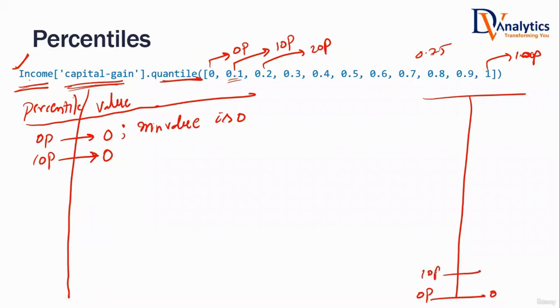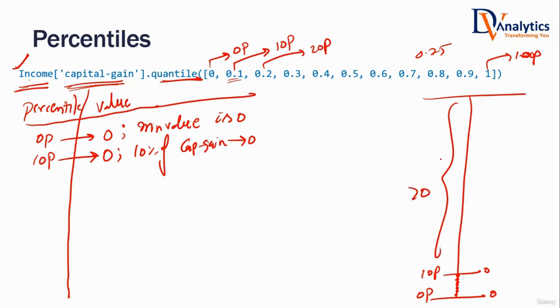That means, what can we say? 10% of the values in the capital gain are zeros only. Is that a right statement? Yes, sir. 10% of the values in the capital gain are zeros only. Now standing here, can we say that the remaining 90% are greater than 0? Can I say all these are greater than 0 for sure?